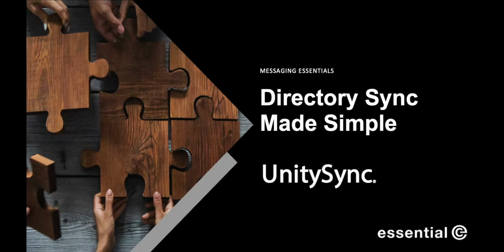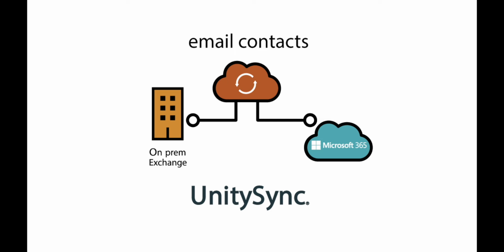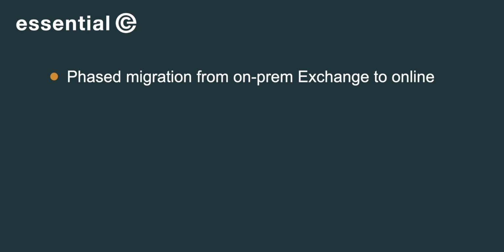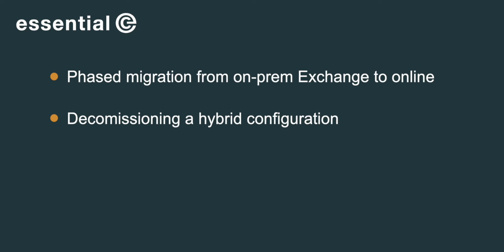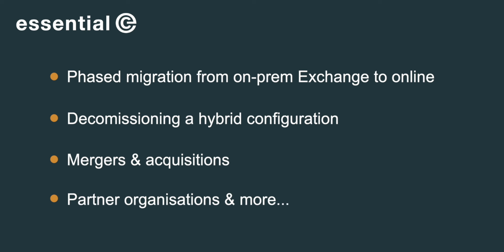In this video, we're going to take a look at UnitySync, and we're going to sync user objects from an on-prem domain into mail-enabled contacts in Exchange Online. You might need to do this if you're carrying out a phased migration from on-prem to online Exchange, shutting down your on-prem Exchange server, or working across multiple tenants to support a company merger or acquisition.